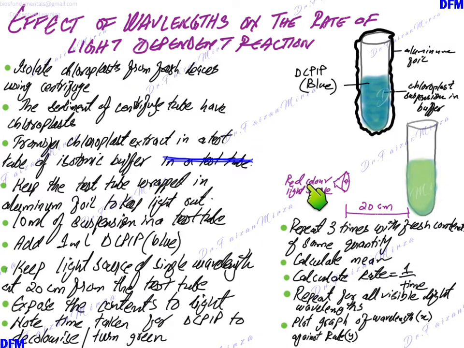I am keeping different light sources here, and for every light source that I keep, I have to maintain the distance of 20 centimeters, so the distance stays the same. This is the effect of wavelength. If I want to change the experimental technique and note down the effect of light intensity, I'll use light of one wavelength, for example just red color, and place it at different distances, 10 centimeters, then 20, then 30, then 40, then 50, and so on and so forth. And I can see how the rate of light dependent reaction varies with the changing distance.